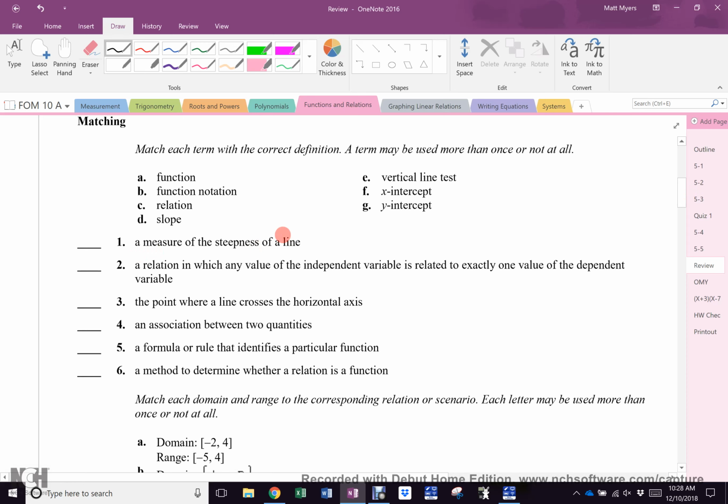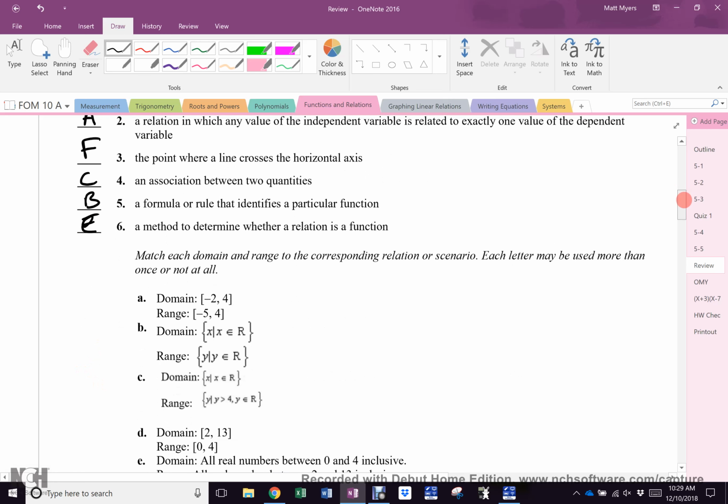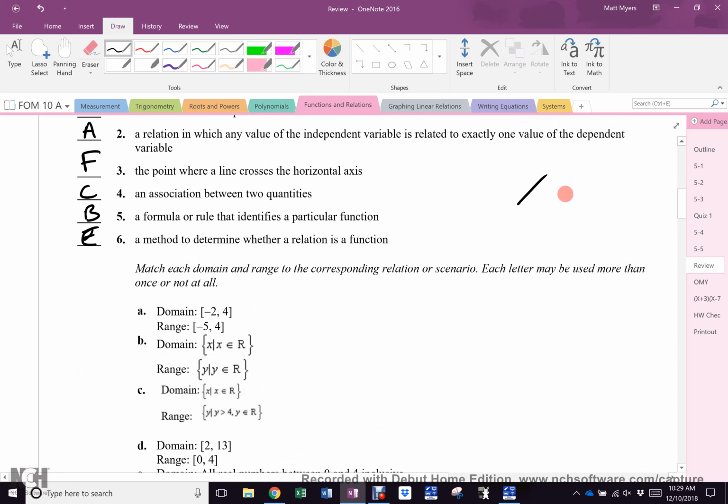Measure the steepness of the line. D. A relation in which the value of the independent variable is related to exactly one value of the dependent variable. A, that's a function. 3. F. 4. C. 5. B. 6. E. Well done. 6 marks there.